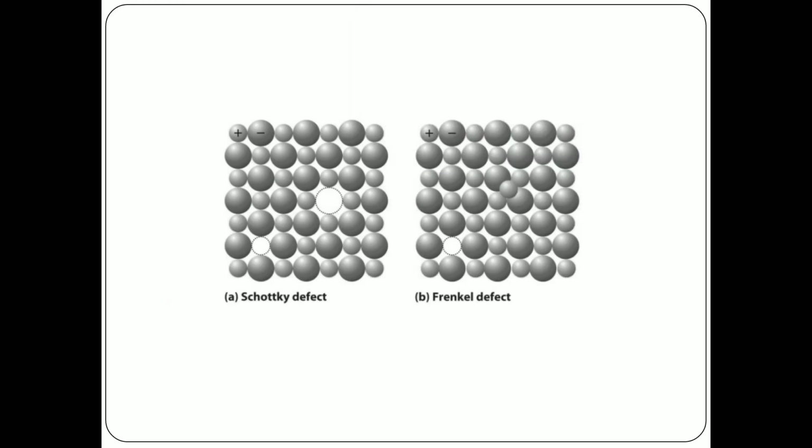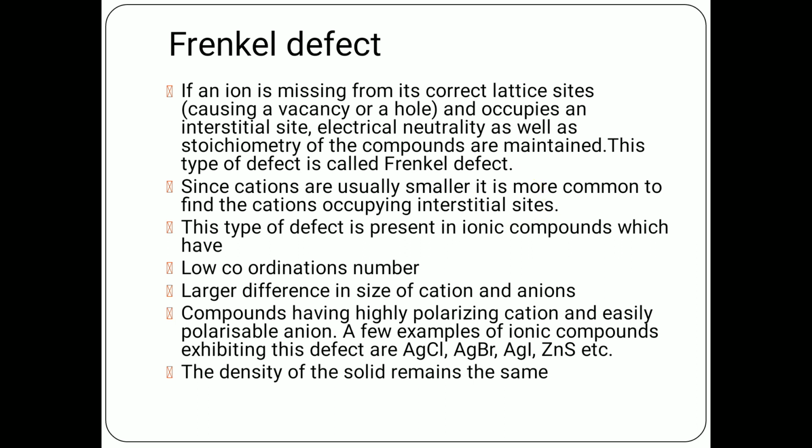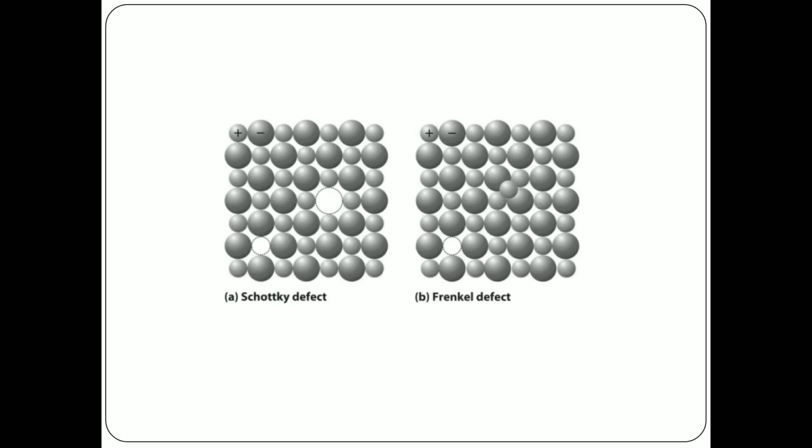So here I have a diagram. See, look at the size of the cation and look at the size of the anion in a Schottky defect. A cation is lost and an anion is lost. Now if you observe over here at this point, the cation is left and it has occupied the point over here in the void. So this is about the stoichiometric defect.